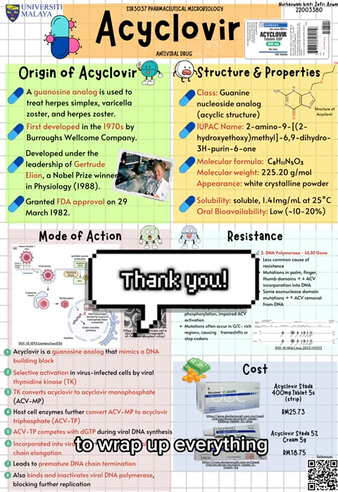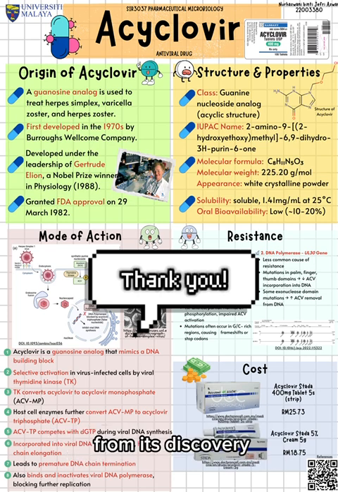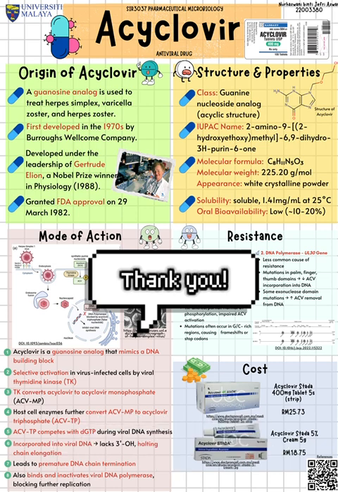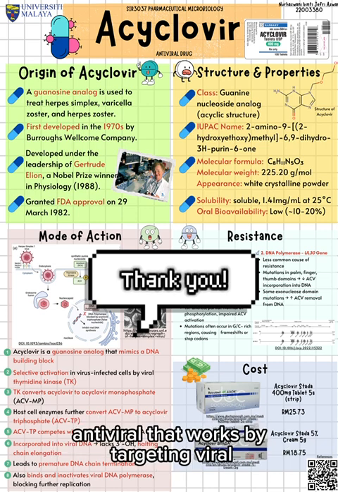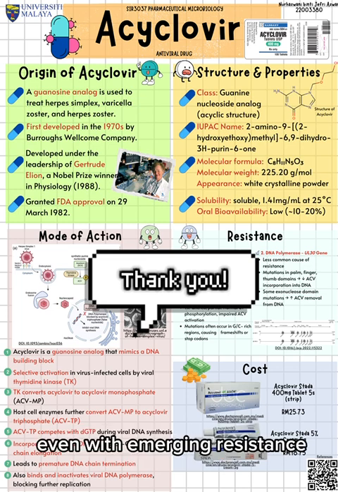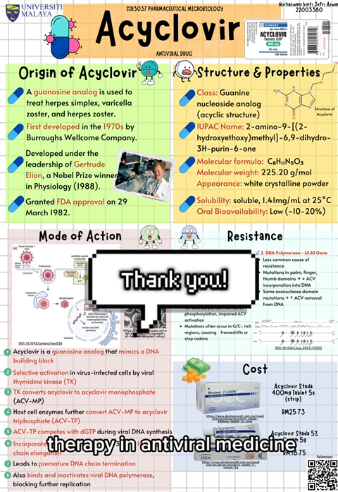To wrap up everything, Acyclovir has revolutionized the treatment of herpes-related infections. From its discovery in the 1970s under Gertrude Elion's guidance to its modern-day use, it stands as a powerful antiviral that works by targeting viral DNA synthesis with remarkable precision. Even with emerging resistance, Acyclovir continues to be a cornerstone therapy in antiviral medicine.